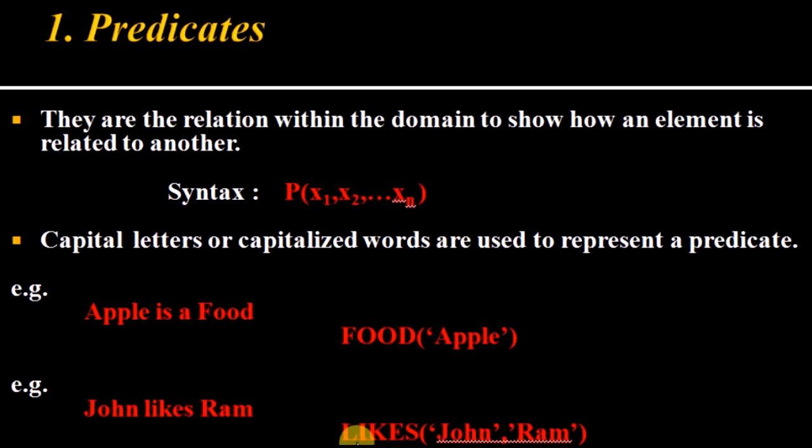So it represents the knowledge apple is a food. Similarly, likes John Ram. John likes Ram. Always remember, predicate means either it will be true or it will be false. So we will represent all the sentences that are either true or false.